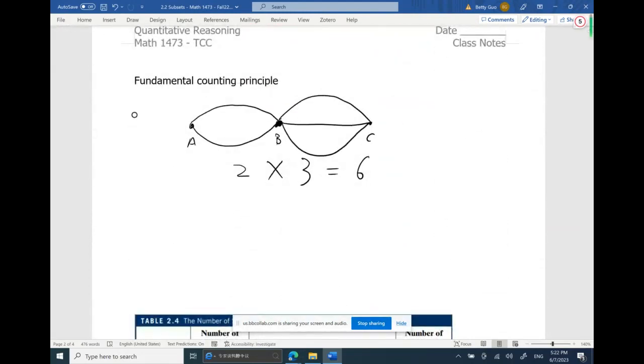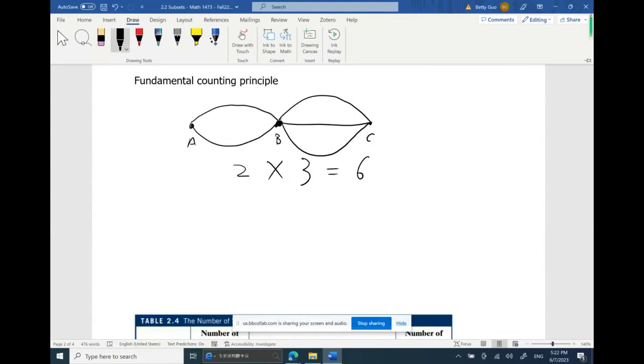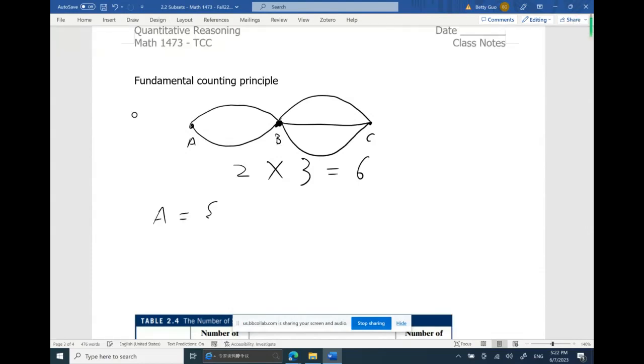Suppose we have a set A. It has 3 different elements, a, b, c, all right? We want to figure out how many different subsets the set A has. How do we do that? In order to make a subset of A, a subset of A is also a set whose elements come from set A, right?